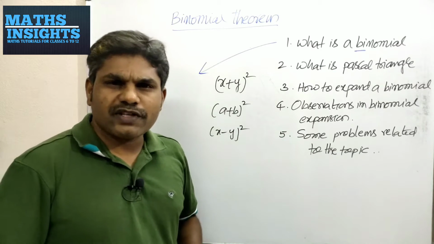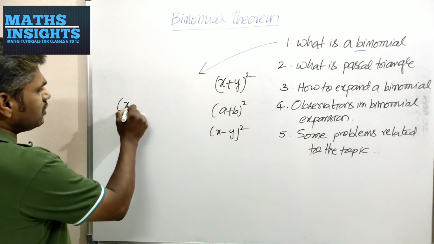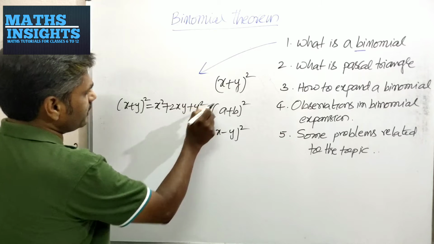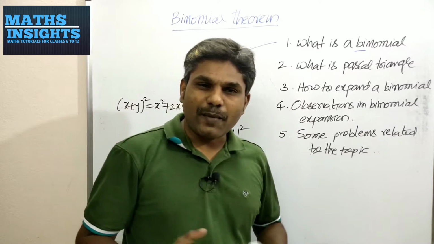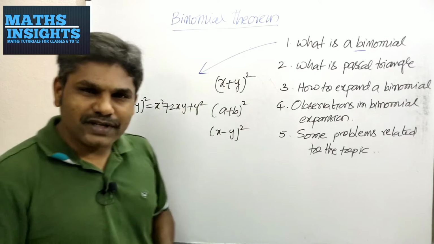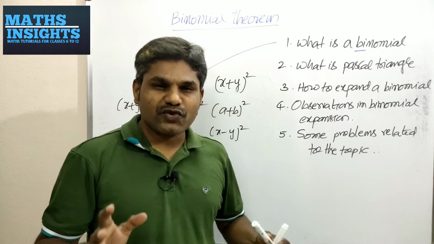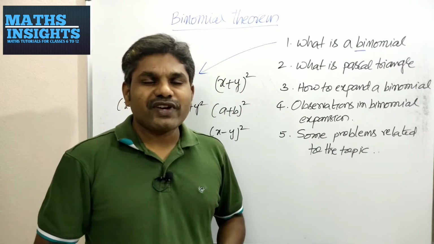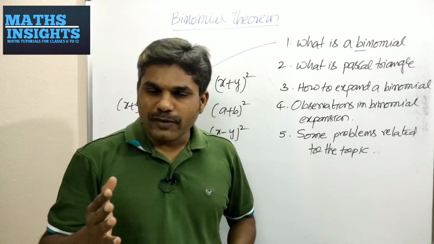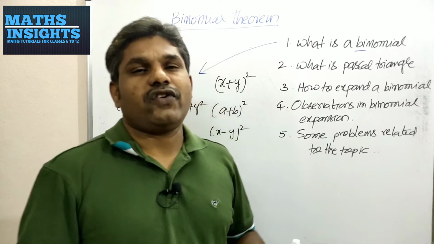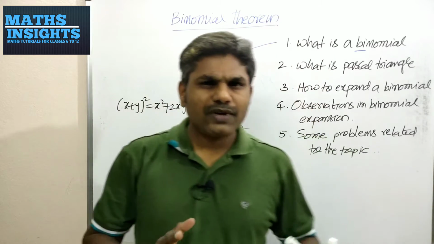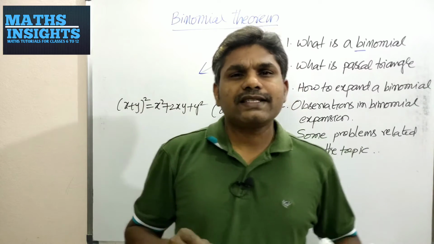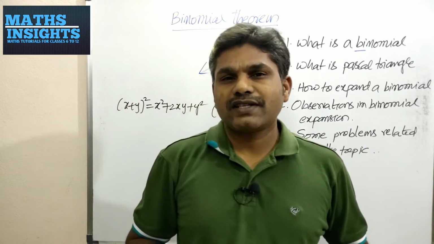You know how to expand x plus y whole square. x plus y whole square is equal to x square plus 2xy plus y square. You may have written that number of times in your previous classes, but you may have written that in the order of x square plus y square plus 2xy, or in case of a plus b whole square, a square plus b square plus 2ab, but that is not the correct order. The correct order is a square plus 2ab plus b square, or in the case of x plus y whole square, it is x square plus 2xy plus y square.